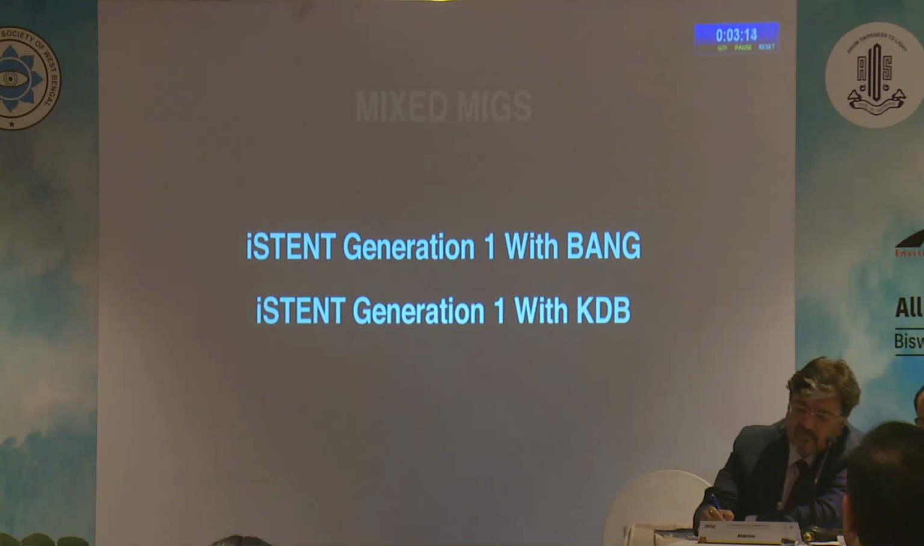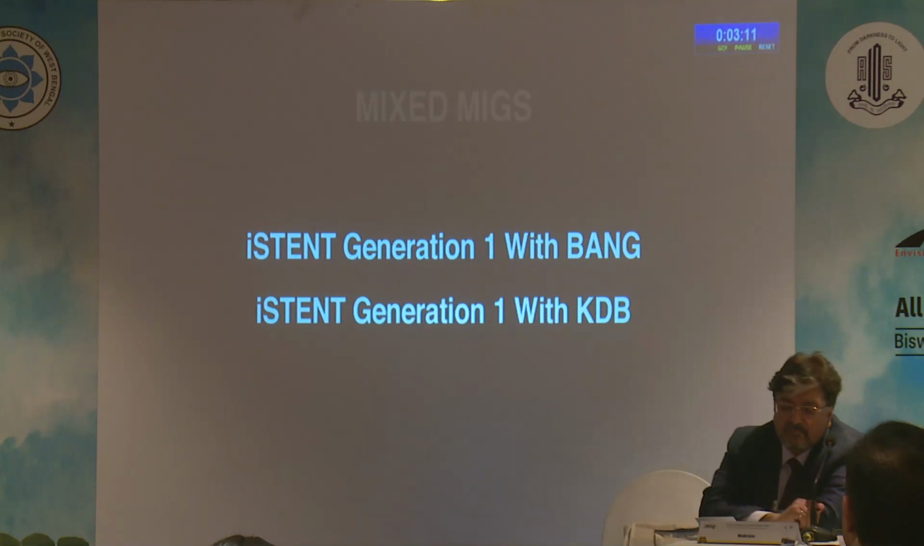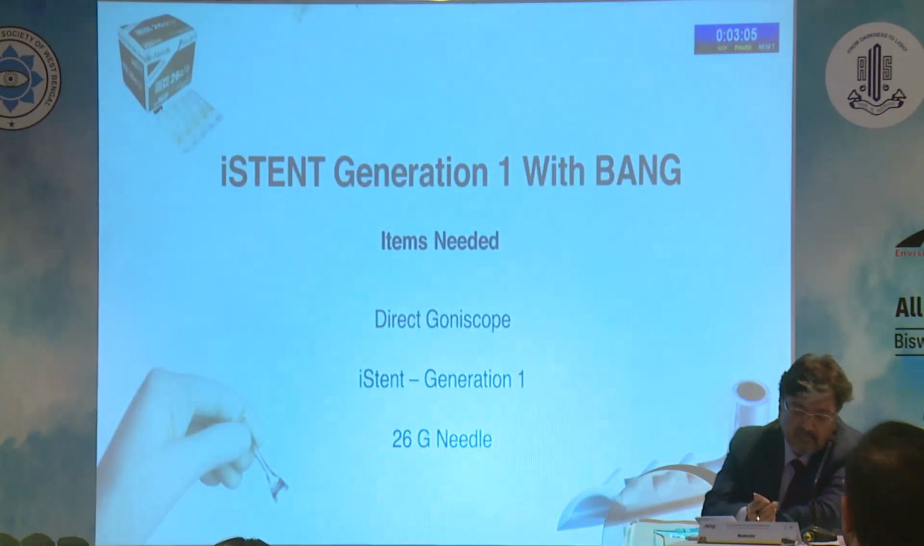Mixed MIGS. It is performing two techniques from the same category to provide better IOP control. iStent with BANG and iStent with KDB. iStent Generation 1 with BANG. Items needed: direct gonioscope, iStent Generation 1 and 26G needle.